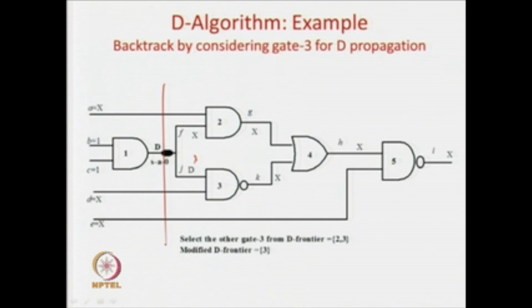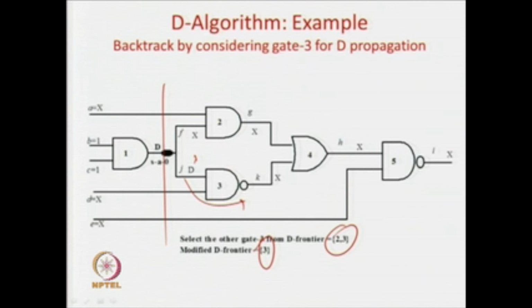Now at this point we had a choice in the d frontier. As discussed, wherever there is a choice, you have to take the alternative choice. If there had been no other choice, then we should have declared that this fault is untestable. But now we have a choice at this point between gate number 2 and 3. So, what we have to do is take the other choice, that is gate number 3, because there was a choice of 2 and 3 in the d frontier. So, among these 2 and 3, we are taking the d frontier to be 3.